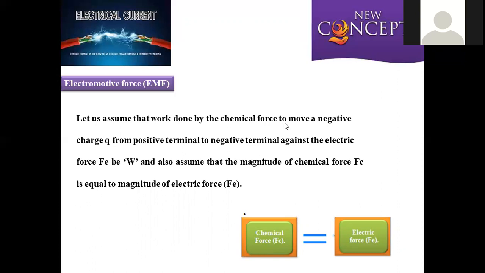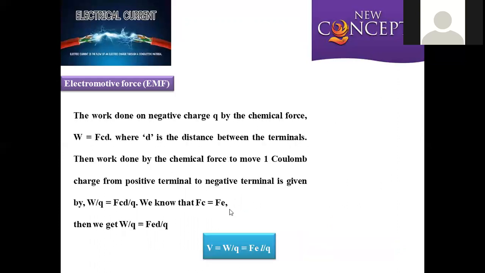Let us assume the work done by the chemical force to move the negative charge Q from the positive terminal to the negative terminal, against the electrical force Fe, is W. How much chemical work is done in order to move the charge Q from the positive to the negative terminal against the electrical force is given by W. And assume that the magnitude of the chemical force is equal to the magnitude of the electrical force. At that instance, both the forces are equalized, after the movement of the ions, after the movement of electrons.